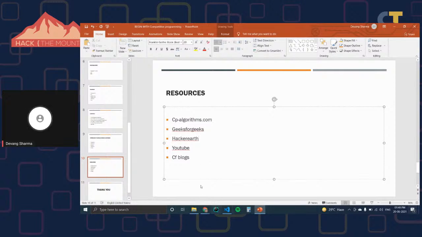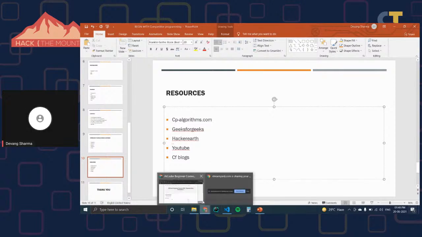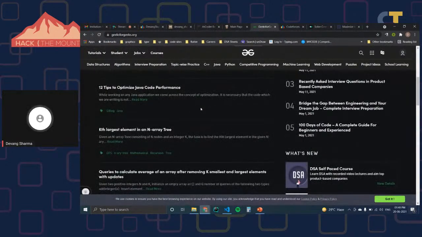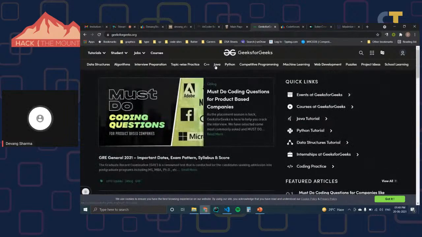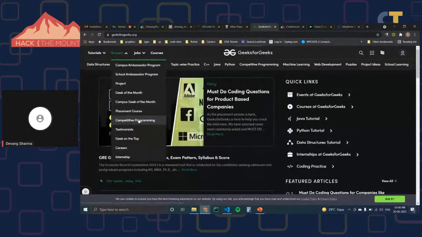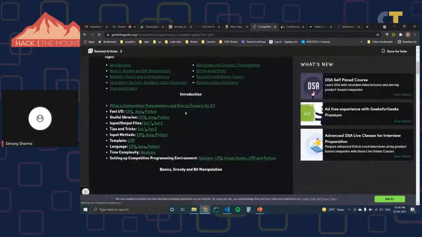Apart from this, I will show you the CF blogs and GeeksforGeeks. GeeksforGeeks, you may be familiar with. You may have seen a lot of data structures on GeeksforGeeks for your doubts or exams or anything. So here you can see GeeksforGeeks, and you can search in the competitive programming section, and you get a lot of blogs. You can learn a lot from these.